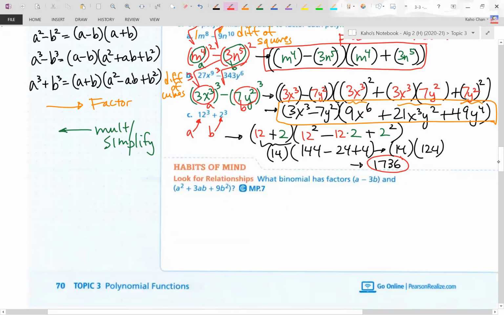Taking a look at the habits of mind, what binomial has factors a minus 3b and a squared plus 3ab plus 9b squared? Basically, they're asking me, what would happen if you multiply this binomial with this trinomial? We can do this manually, but what's staring at us is this. That's your A, and that's your B, which is 3b. And we are subtracting it.